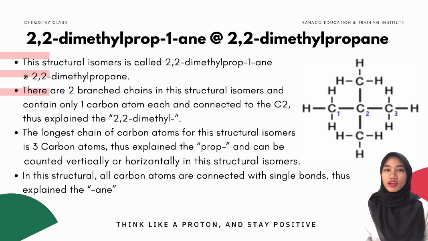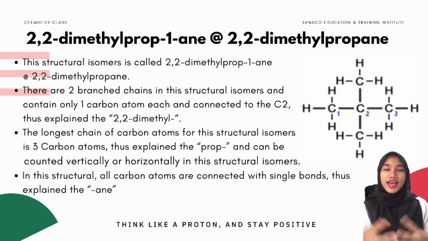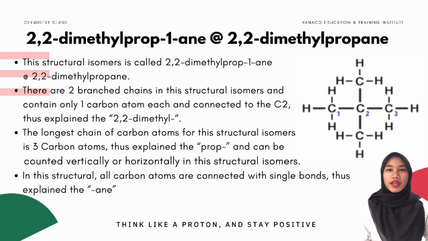The longest chain of carbon atoms for this structural isomer is 3 carbon atoms. That explains the prop. The longest chain can be counted vertically or horizontally in this structural isomer. In this structural isomer, all carbon atoms are connected with single bonds and explain the ane.